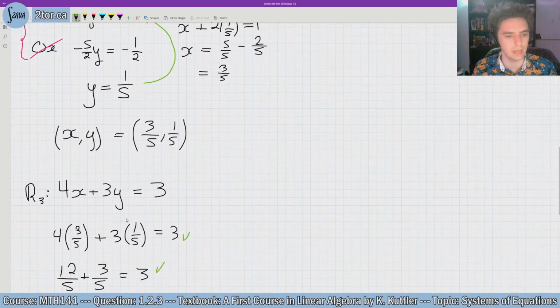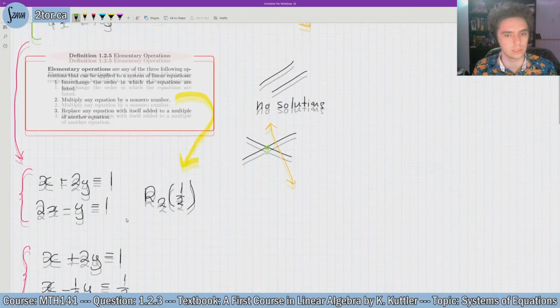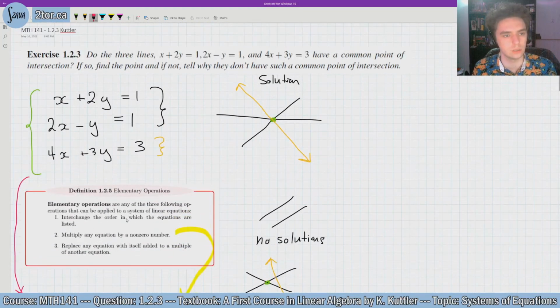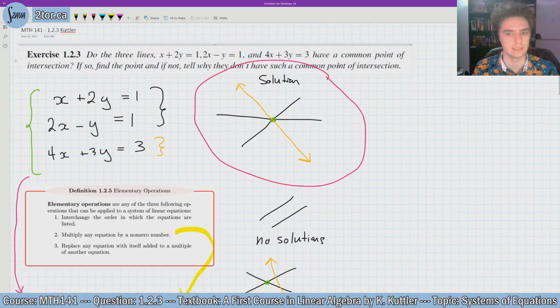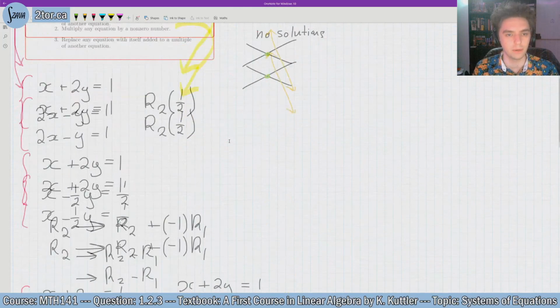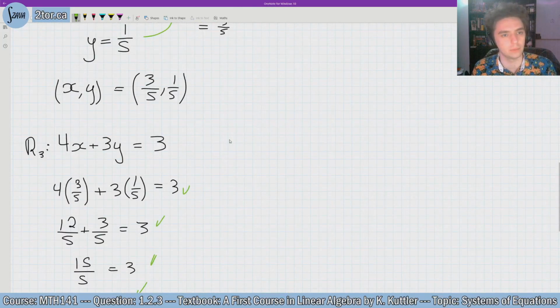Since that line passes through this point, which is a solution to the original two lines, this is the situation we have. The two black lines had a solution, and the third line passes through that point. That tells us we have a unique solution to the system of three equations. The question is, does it have a common point of intersection? Yes, it does, and that point is (3/5, 1/5).